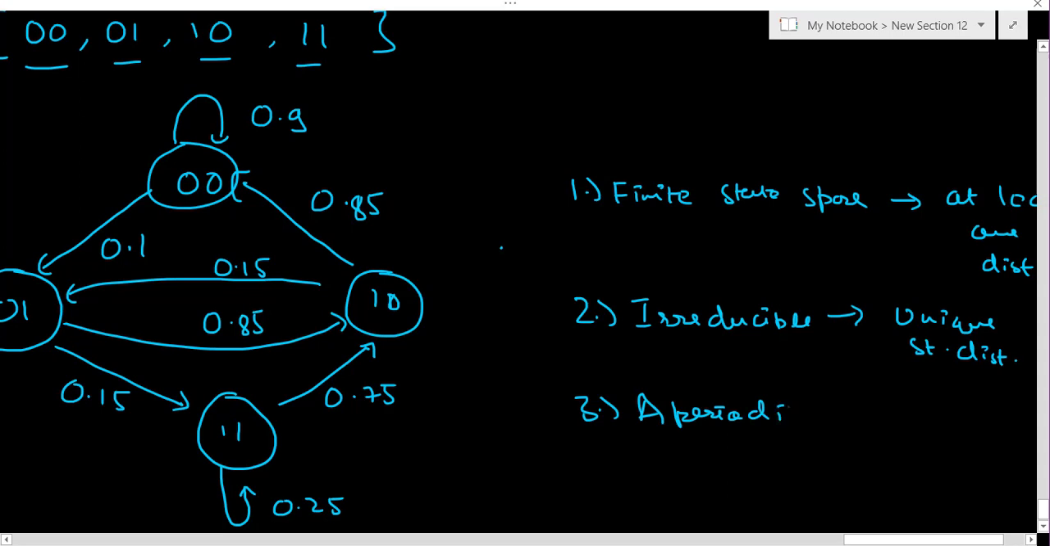Right? So it is also aperiodic. So this one means that it will converge to its stationary distribution. Okay, now let's see the next part of the question.